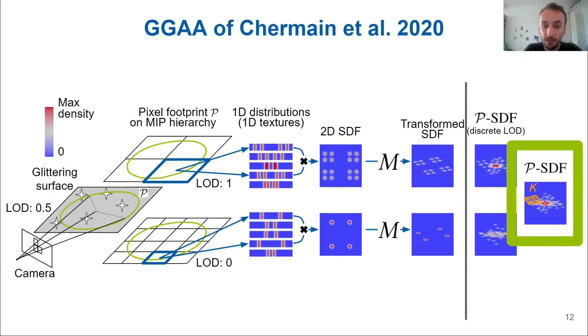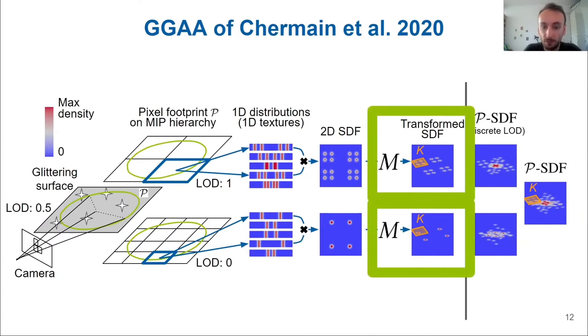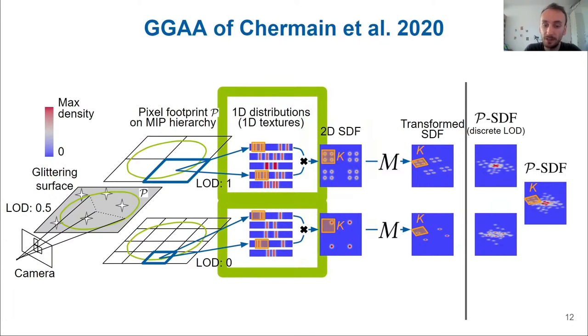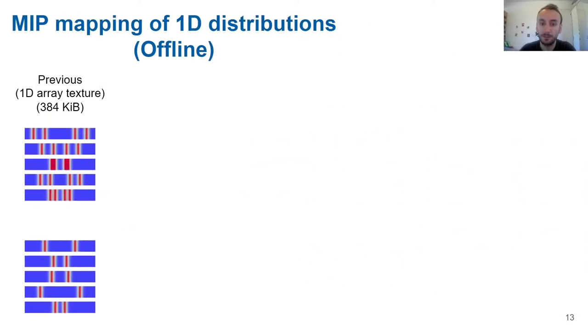Our method of geometric glint anti-aliasing consists of filtering this PSDF when the surface is curved using a kernel K. Since the PSDF is a weighted sum of transformed 2D distributions, filtering the PSDF amounts to filtering independently each transformed distribution of each cell. Filtering the transformed SDF is the same as filtering the original 2D SDF, where the inverse of M is applied to K. Finally, filtering the 2D SDF with transformed K amounts to filtering each 1D distribution of the tensor product independently. To be able to evaluate filtered versions of the 1D distributions in real time, we mipmap them.